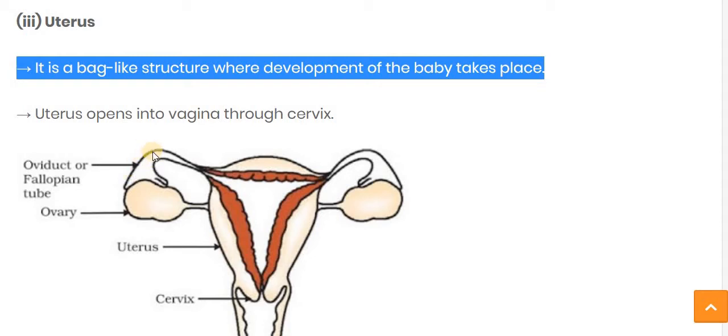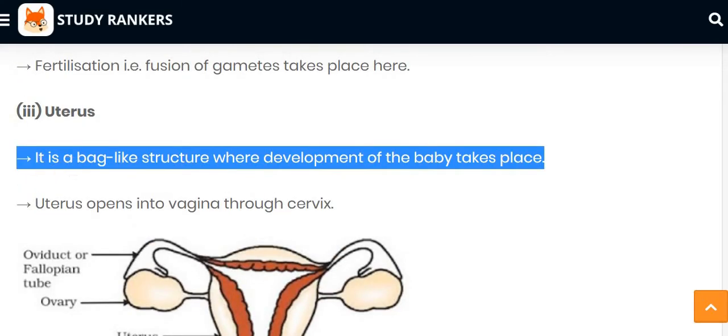After the fertilization, the two cells fuse with each other and form the zygote. The zygote is then passed to this sac-like, bag-like structure called the uterus. And here the development of the baby takes place. So the uterus is a bag-like structure where the development of a baby takes place. And this uterus opens into the vagina through the cervix.